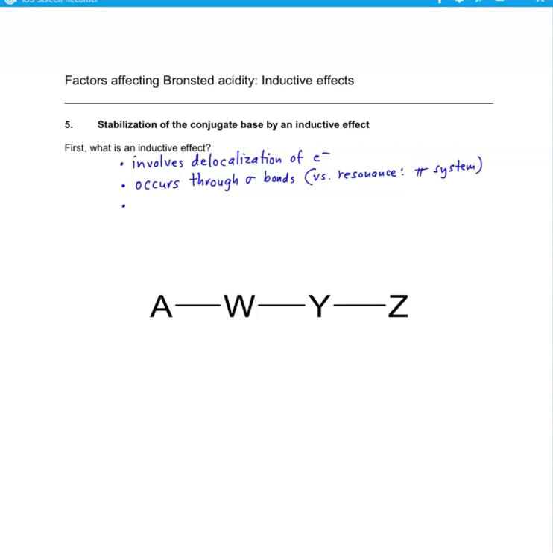An inductive effect can be stabilizing or destabilizing to the structure that it's occurring in. Okay, so those are things about inductive effects, but we haven't really answered what it is. And you can define it or describe it as a redistribution of charge caused by nearby charges. That's one way of looking at this.